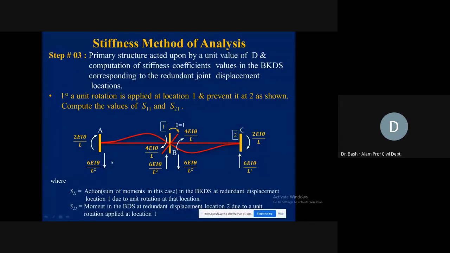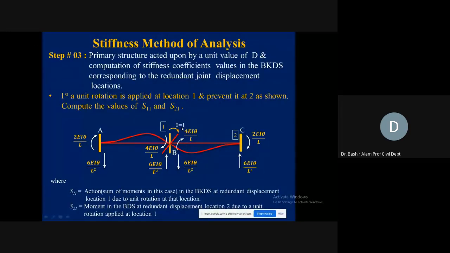Turn by turn, we will be applying the unit displacement now. D1 was a rotation at B. So corresponding to that, we will apply the unit displacement. First, a unit rotation is applied at location 1 and prevented at location 2. So what we do is convert this fixed support, for a while, into a hinge support and apply a unit rotation. This one is for the unit rotation. And this way we find out the corresponding actions generated.